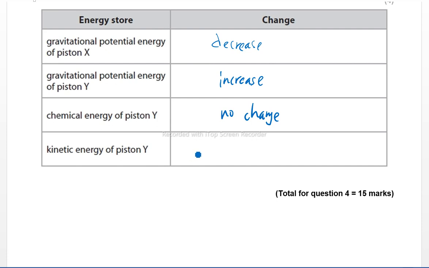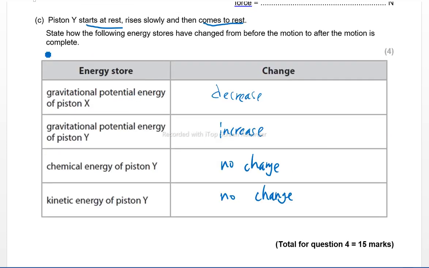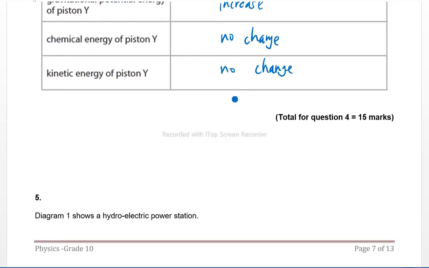Kinetic energy of piston Y. Initially it was at rest, finally also it was at rest. So overall change is just no change. Even though in between the energy changes, they are asking the question from the start to the end only. So hope you understood, children.